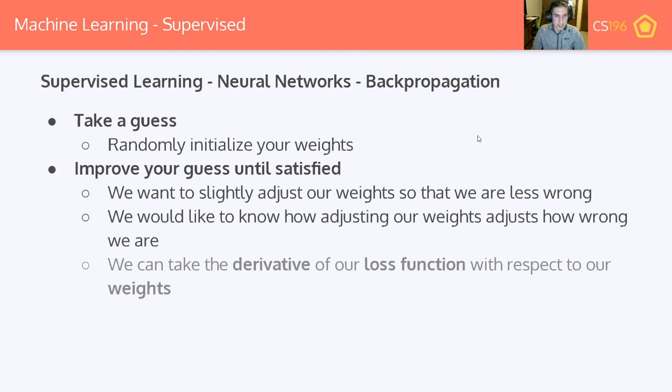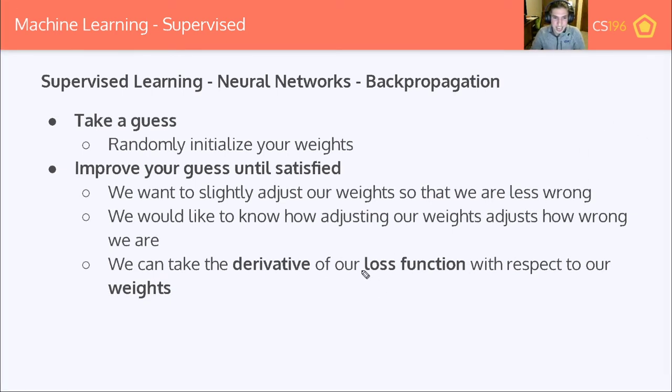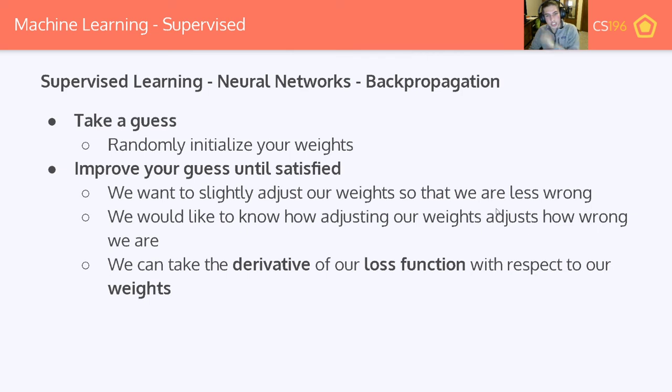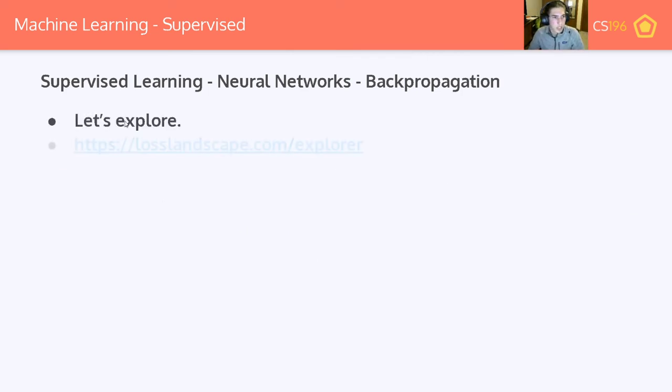And if we take this a step further, we can take the derivative of our loss function with respect to our weights. And so suddenly, we're at math. But really, let's analyze what this is saying. How will changing our weights change how wrong we are? That's all it's saying. And when you do this with large networks, you can really learn very well.